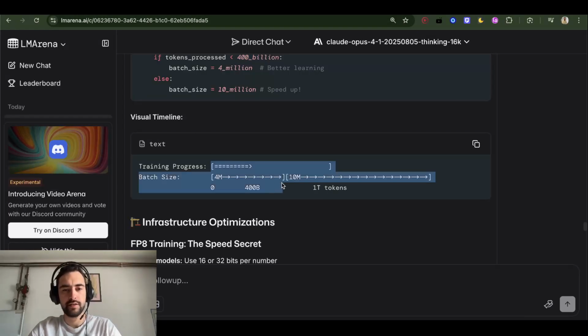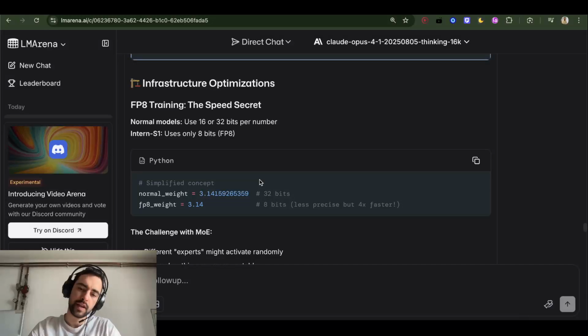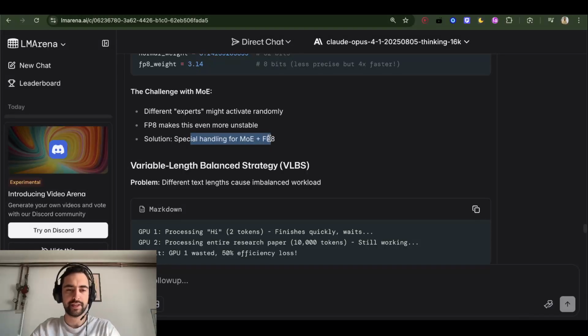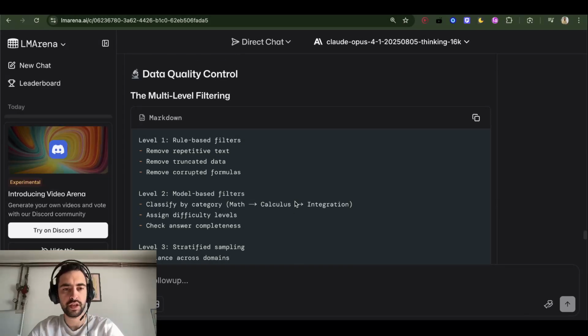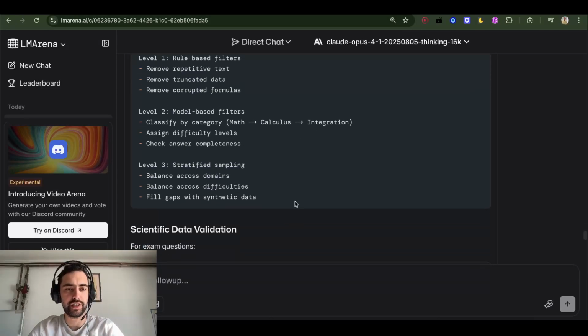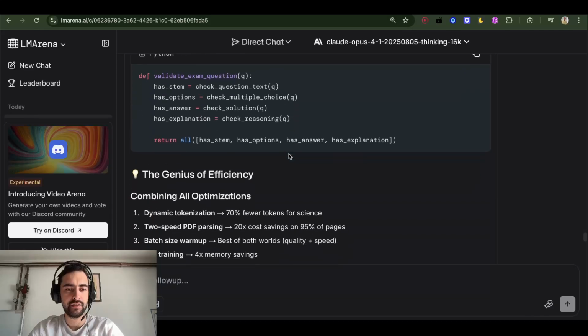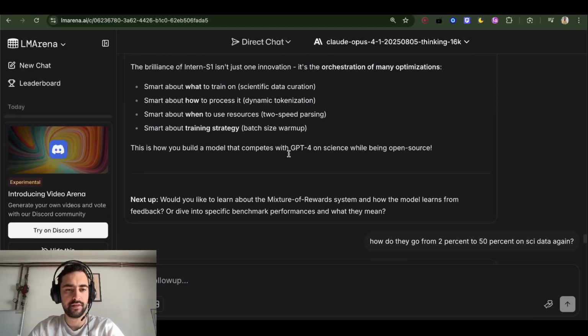So this is a visual example. FP8 training, I'm still trying to figure this out. So they have this special handling of mixture of experts plus FP8 training. They have some other interesting things. This is just filtering data. And then they have, that's it.